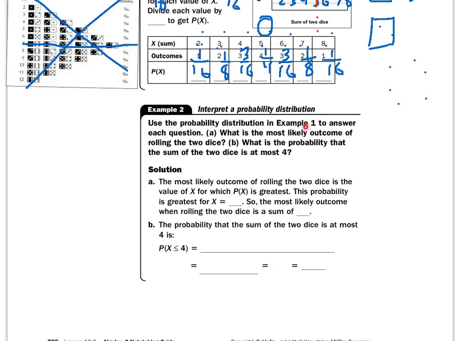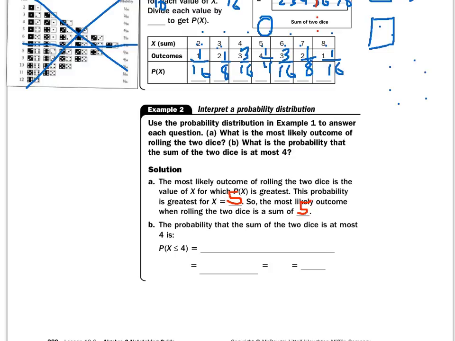Use the probability distribution in example 1 to answer each question. What is the most likely outcome of rolling 2 dice? Now, remember we're talking about rolling 2 four-sided dice here, because they're talking about example 1, so that makes it a little bit confusing. The greatest for x is going to be the number 5, right? So the most likely outcome when rolling 2 dice is a sum of 5.